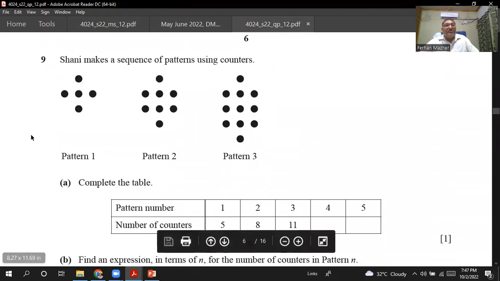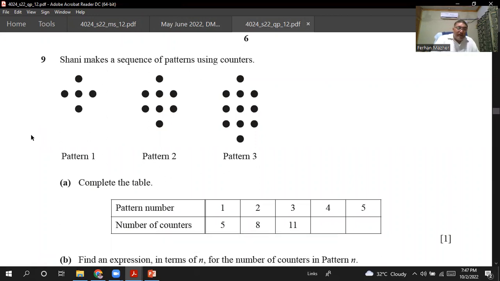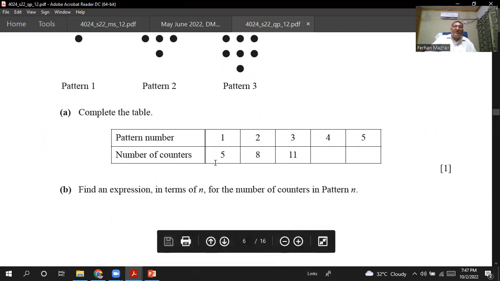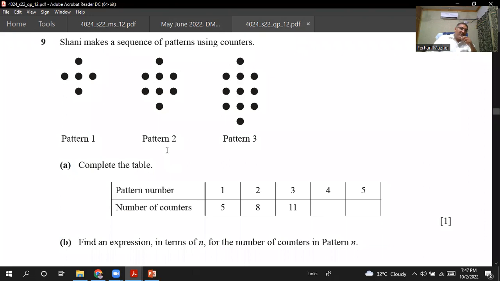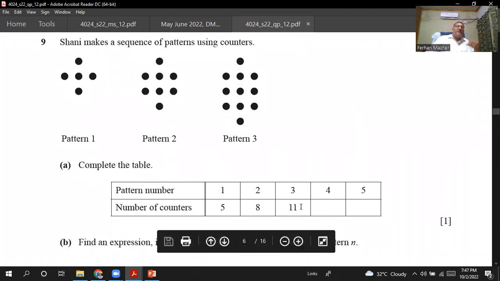Okay, so here we go. Shani makes a sequence of patterns using counters. So pattern number 1, pattern number 2, pattern number 3. Complete the table. Okay, so here in the first pattern, the number of counters is 5. In the second pattern, the number of counters is 8. And in the third pattern, the number of counters is 11.